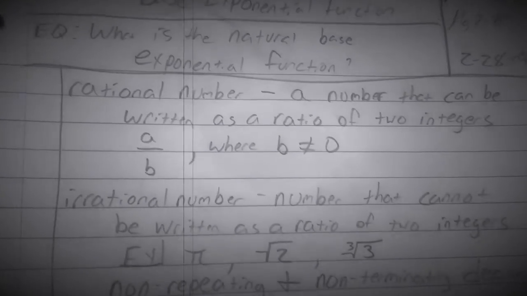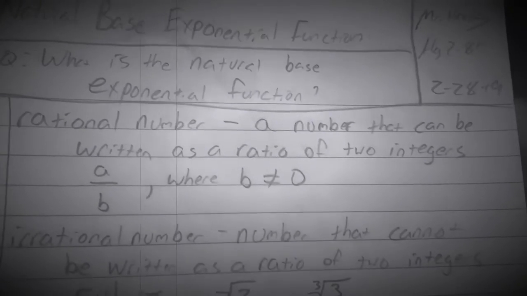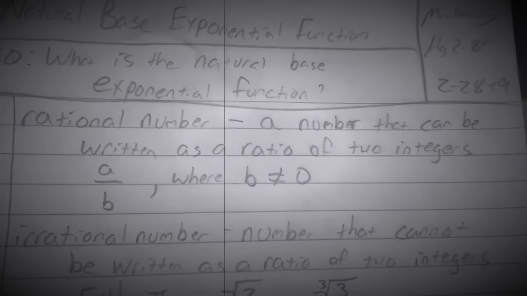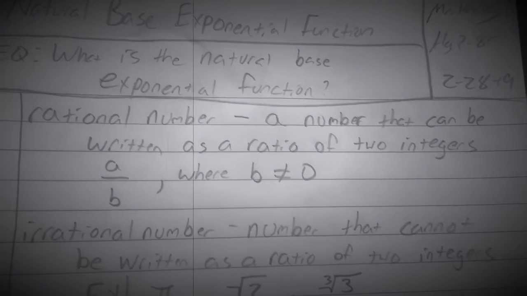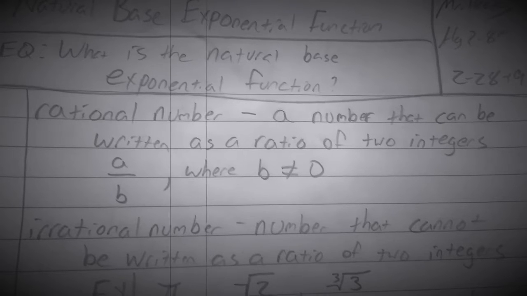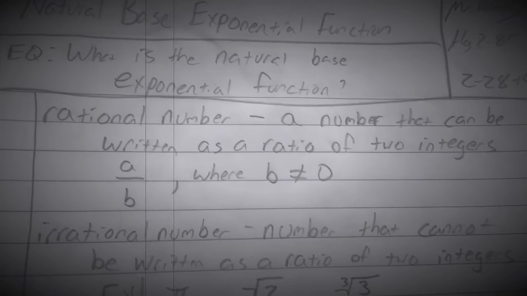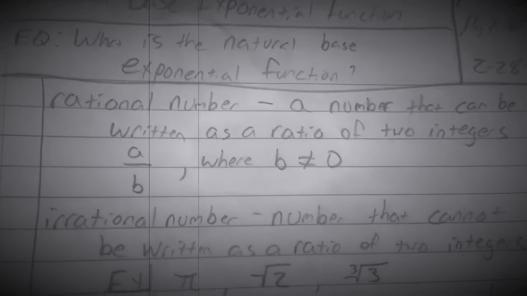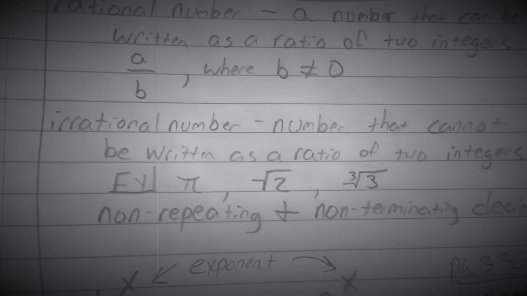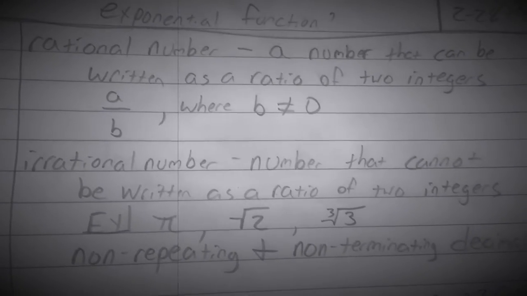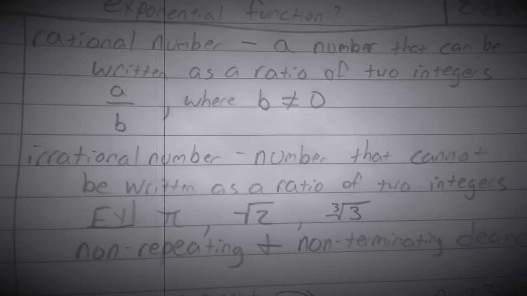This kind of just breaks down, what is a rational number? A rational number is a number that can be written as a ratio of two integers. So if I can write it as a over b, where b is not equal to 0 and a and b are integers, then that's a rational number. E is not rational, so I have to remember that's an irrational number. And an irrational number is a number that cannot be written as a ratio of two integers.